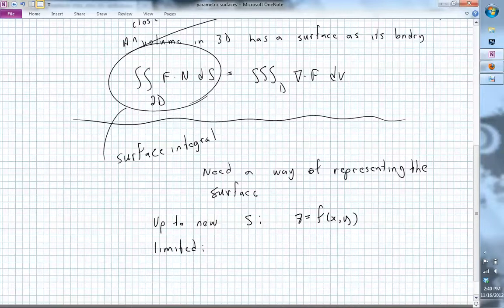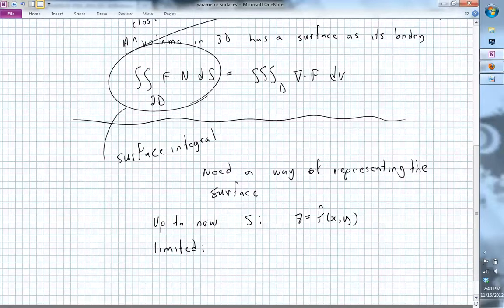How is this kind of representation limited? There are certain kinds of surfaces that we can't represent using this kind of notation. Does anybody know what they are? Less exotic. Those that don't pass the vertical line test. Yeah, is that what you're going to say, Nick?